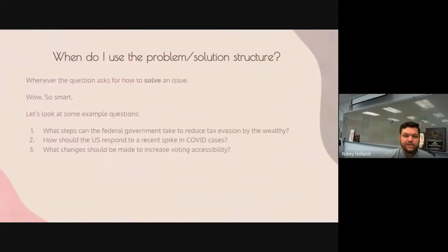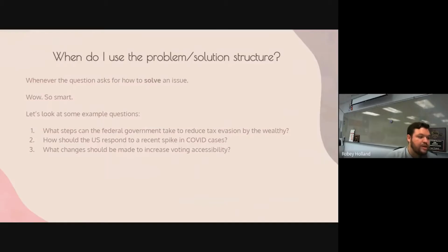So you might be asking yourself, when do I use the problem solution structure? Well, that's pretty straightforward. It's whenever the question asks for how to solve an issue. Wow, that really does make sense, right? So here are a few examples of questions that you might see in extemp rounds that are set up as problem solution type questions, or rather questions that the problem solution structure would work out best in order to grapple with the question that you're answering.